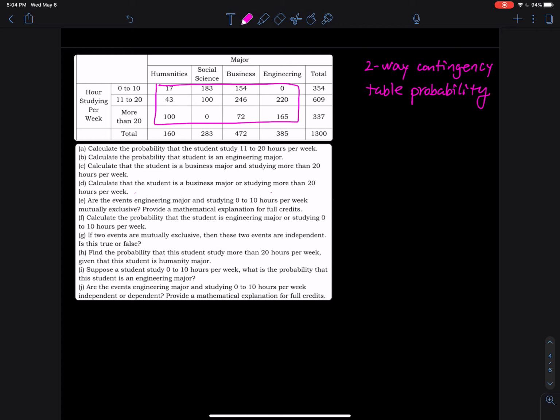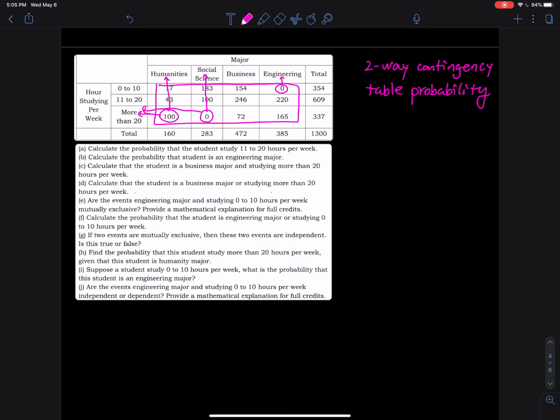So let's say we have 100. We have 100 students. They are humanity majors and they study more than 20 hours per week. And then we have 0 students who are social science majors and study more than 20 hours per week. We have 0 engineering students who study 0 to 10 hours every week. So that's how the joint frequency works.